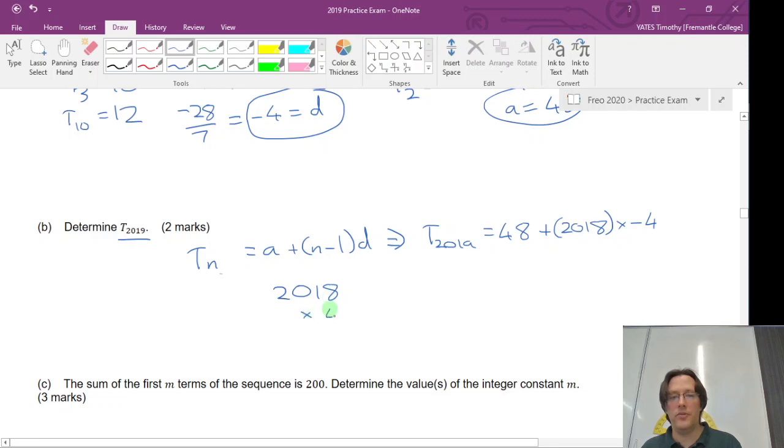2018 times 4, I'm not going to bother with the negative there: 32, 4, 7, 0, and 8, 8072. But remember, that's a negative number. And then we do 8072, and I'm going to subtract 48 and then flip the signs afterwards. So that's going to be 6, 12 take 8 is 4, 6 take 4 is 2, 8024.